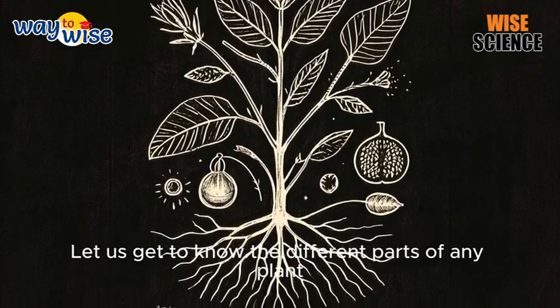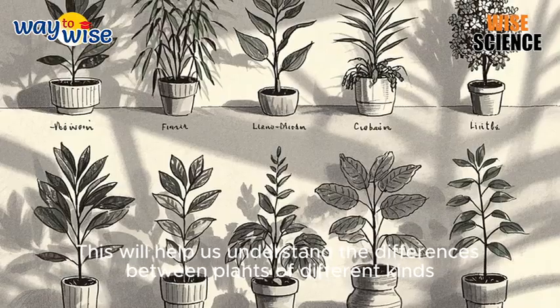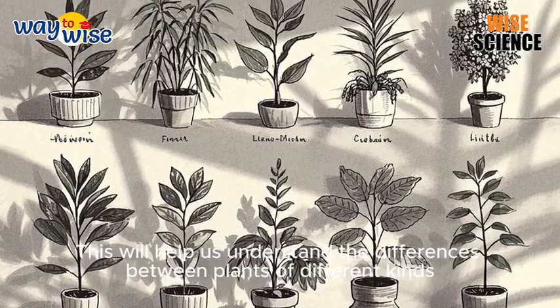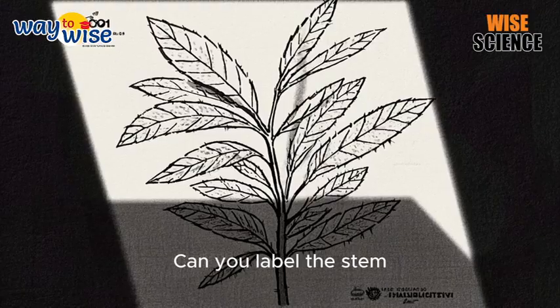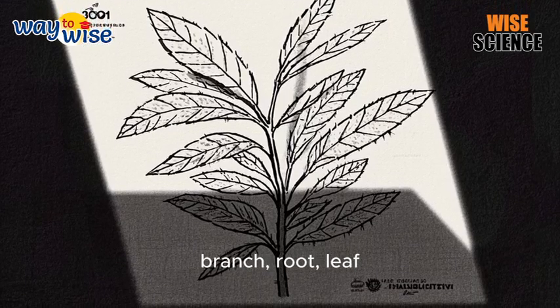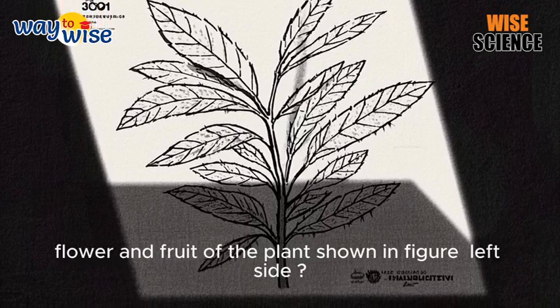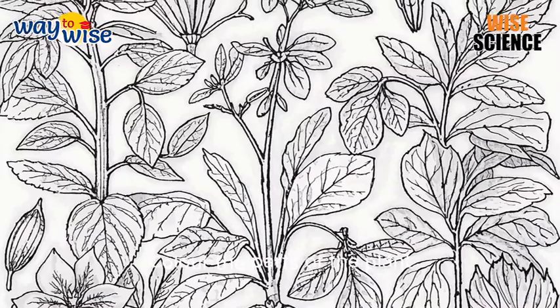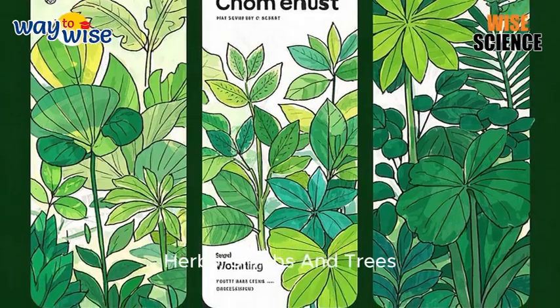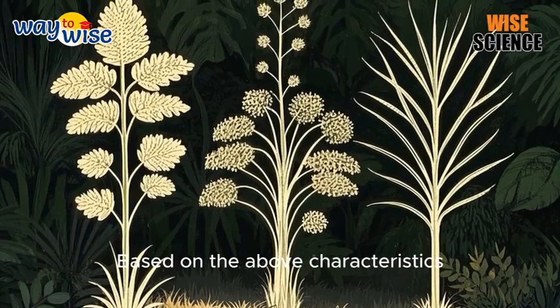Let us get to know the different parts of any plant. This will help us understand the differences between plants of different kinds. Can you label the stem, branch, root, leaf, flower, and fruit of the plant shown in the figure on the left side? Color the parts of the plant, herbs, shrubs, and trees based on the above characteristics.